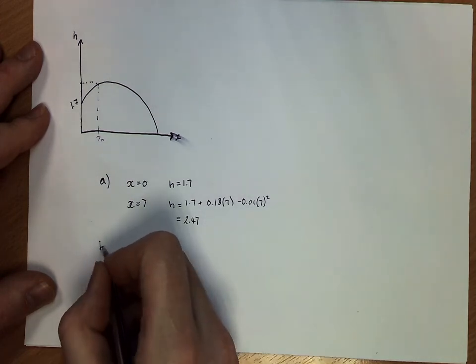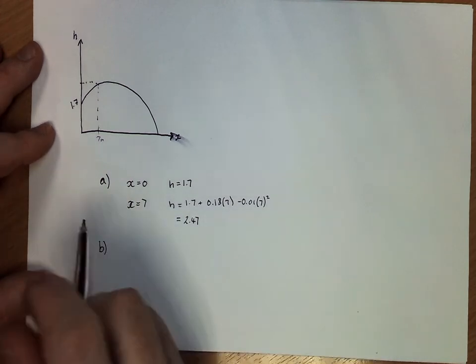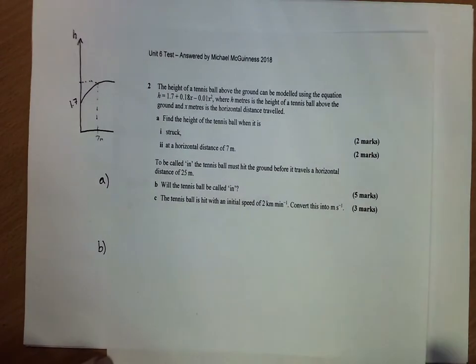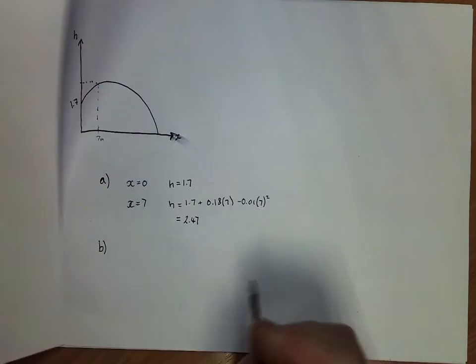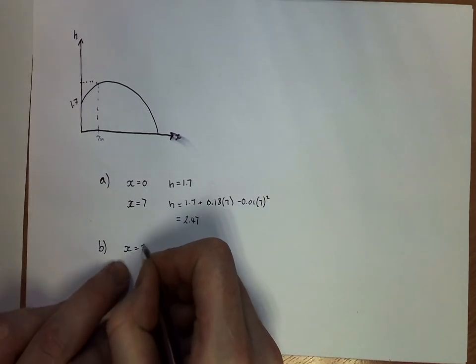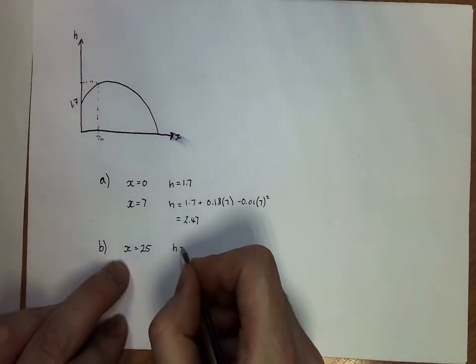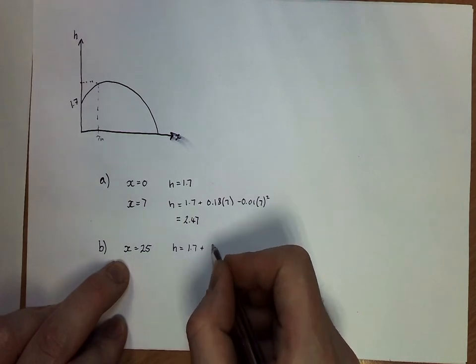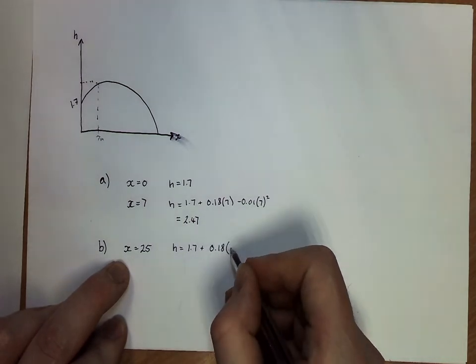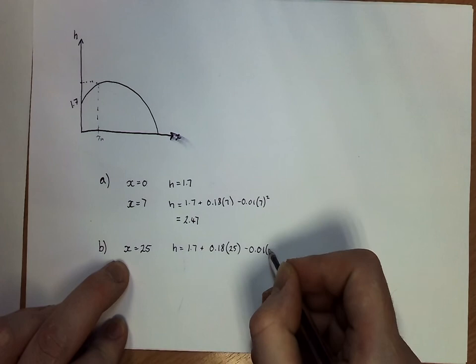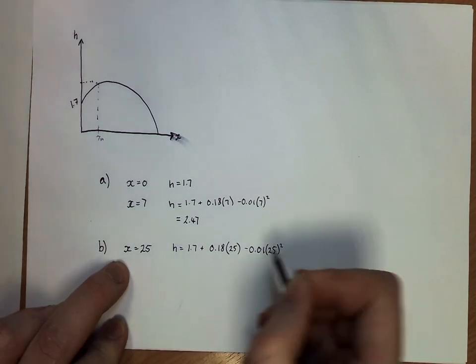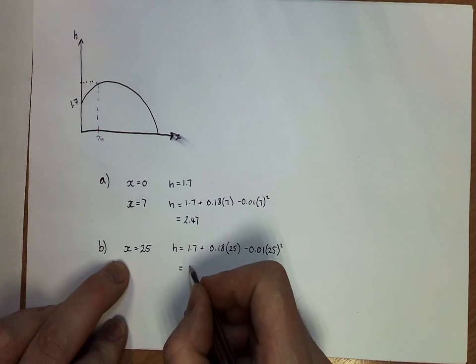In part B, they tell you that a ball is called in tennis and it must hit the ground before it travels 25 meters. So what I'm going to do is I'm going to substitute in 25 and see the height of it. So very similar to what I've just done for AI. So when X equals 25, H equals 1.7 plus 0.18 lots of 25 minus 0.01 lots of 25 squared. And this gives me a height of 0.49.